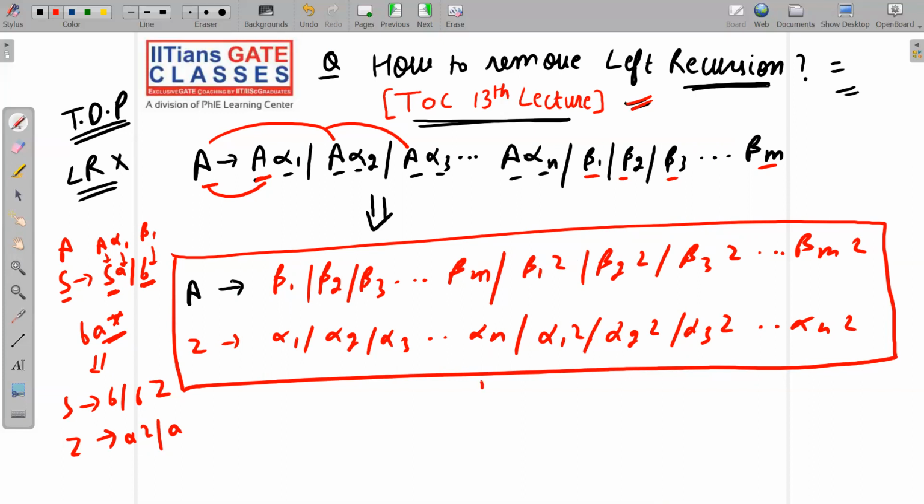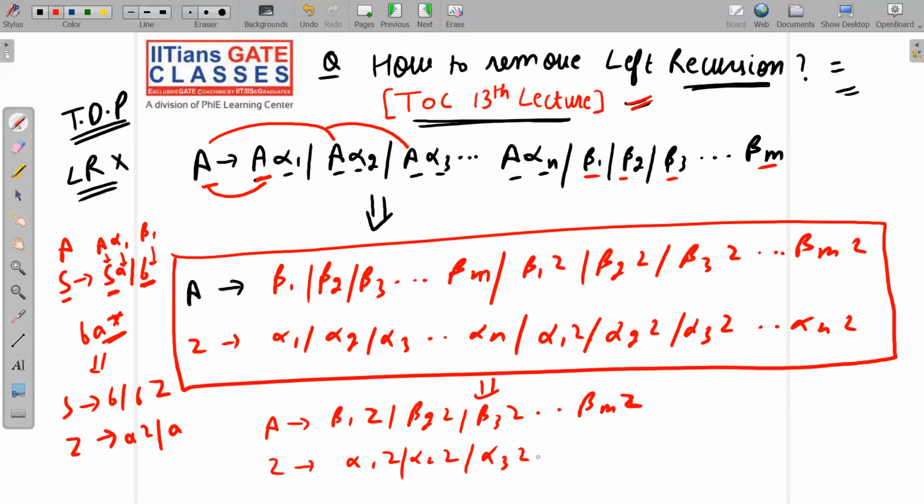Okay, and one more thing: with the help of null production, we can shorten it a little bit. We will directly say A implies beta 1 Z, beta 2 Z, beta 3 Z, dot dot dot, beta m Z. Directly we will write like this, okay? And Z goes to alpha 1 Z, alpha 2 Z, alpha 3 Z, dot dot dot, alpha n Z, or null. That's it. So these two grammars are exactly equivalent.